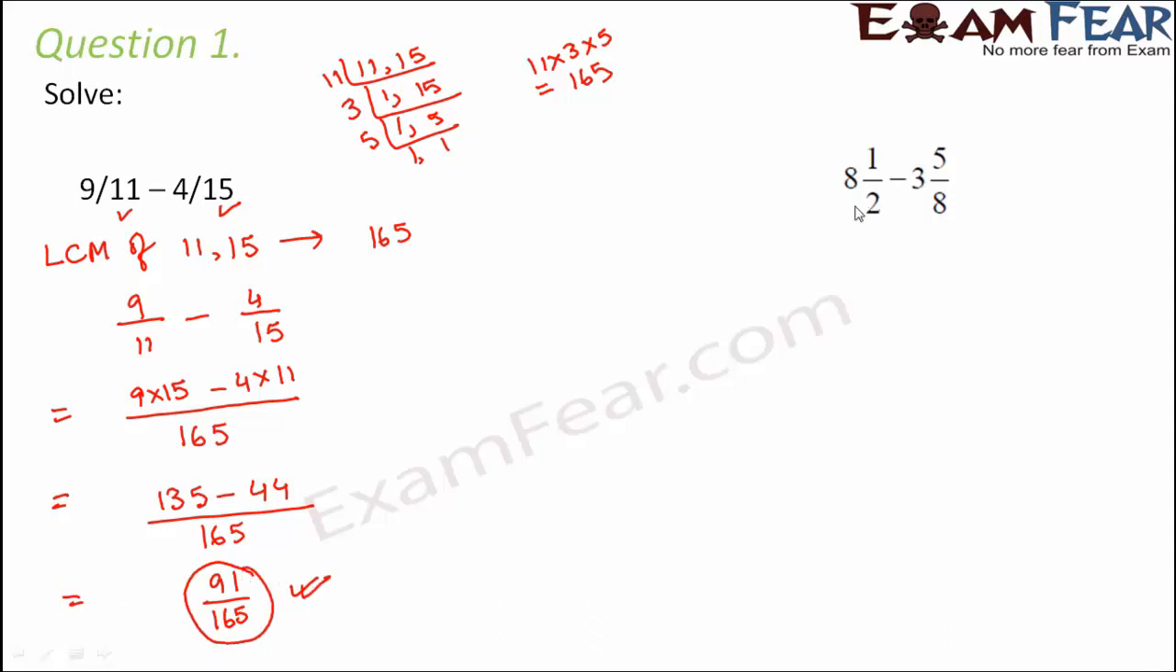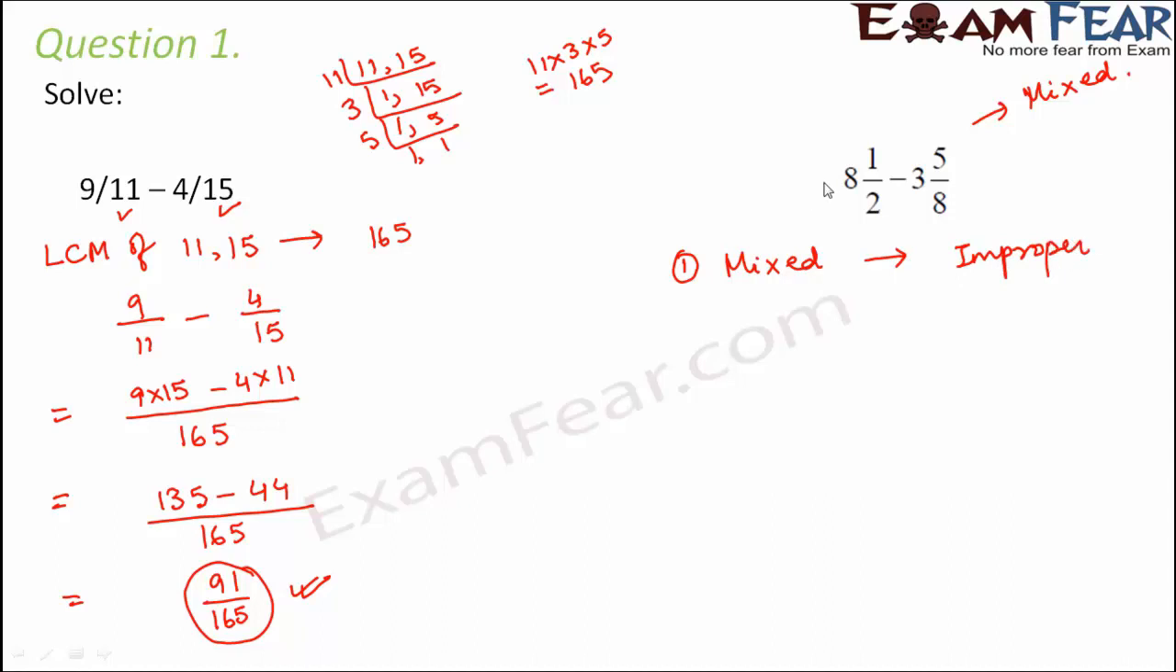Let us look at the next one. 8 1 by 2 minus 3 5 by 8. What are these fractions called? These are called mixed fractions. Now, whenever you have to do any kind of operation, addition, subtraction, multiplication, anything with mixed fraction, the first step is always to convert the mixed fraction into improper fraction. So your first step would be converting the mixed fractions into improper fractions.